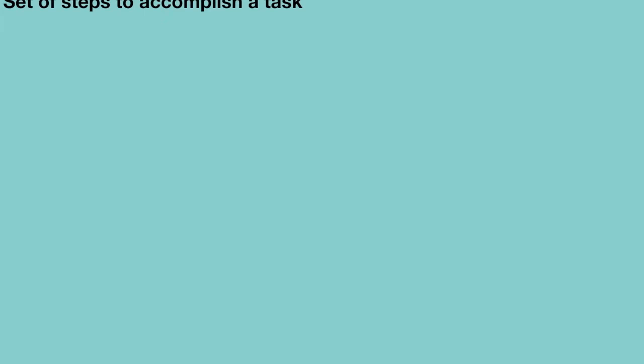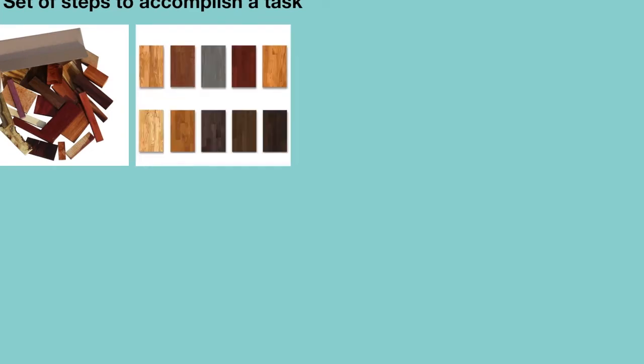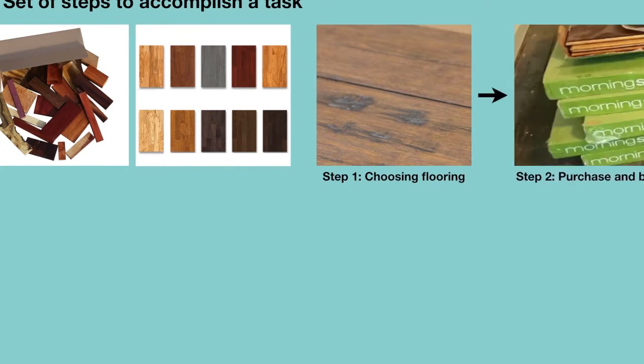Let's look at the previous example that we gave for data structures in which we organized wooden items. So if we want to use these organized wooden items for flooring, we need to accomplish several steps. The first step is choosing the flooring color that we are going to use. Then we need to purchase it and bring it home.